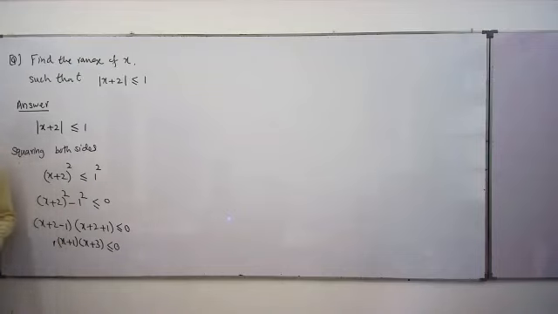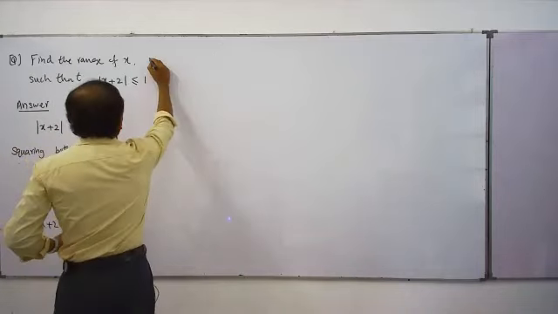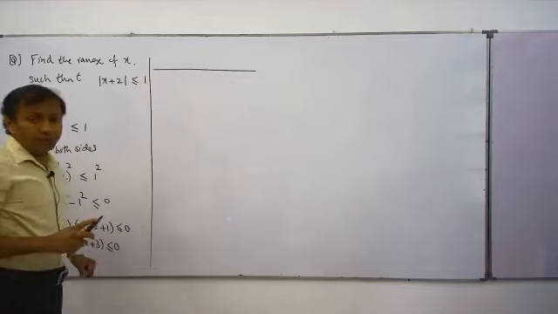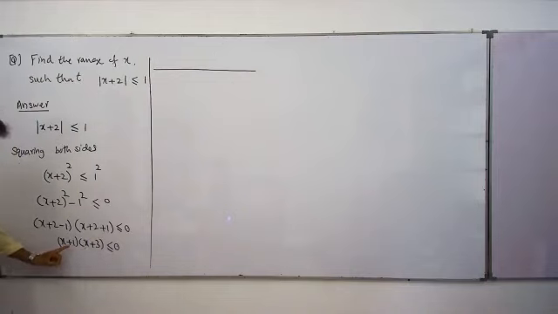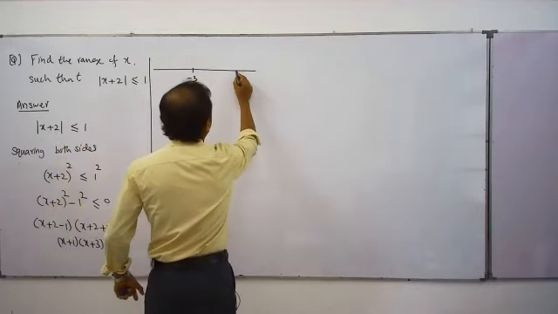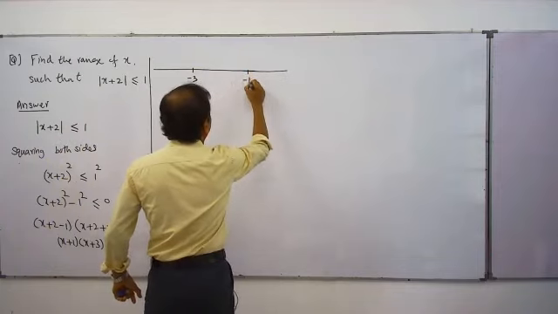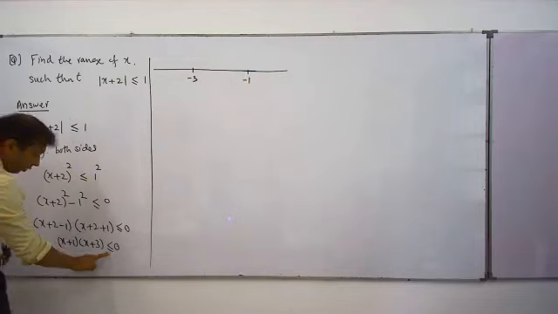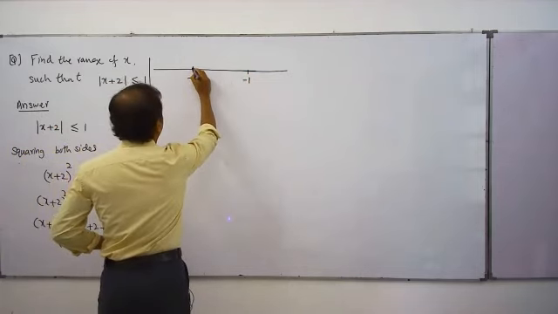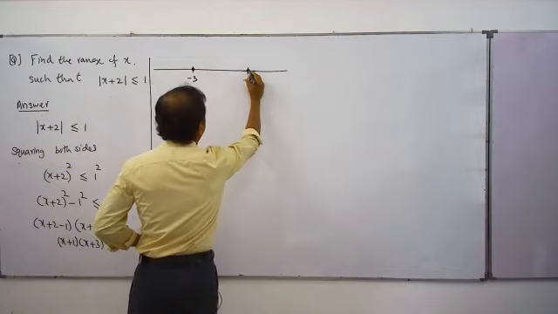Now you know how to find it after this. You have to draw the number line. On the number line, we have to mark the x values by equating each factor to 0. When we equate x plus 1 to 0, we get x equals minus 1. When we equate x plus 3 to 0, we get x equals minus 3. Therefore, minus 3 here we have, minus 1 here we have. And since here we have equal sign, both the values we have to accept. So therefore, this is colored circle and colored lines.